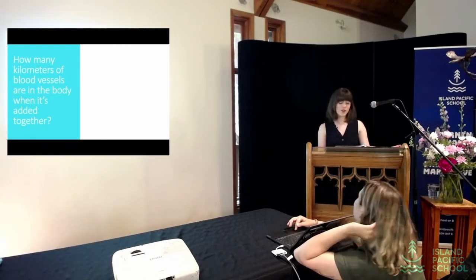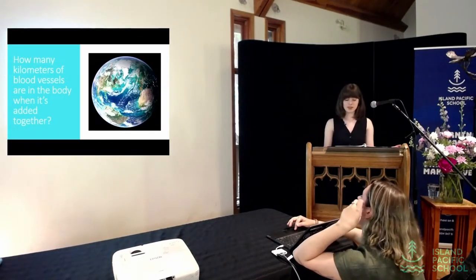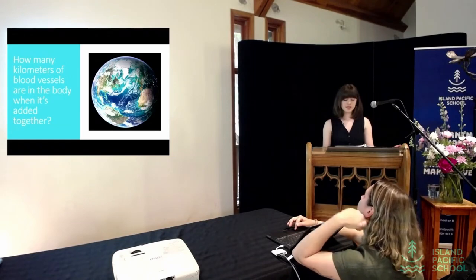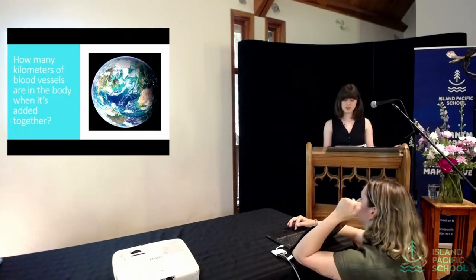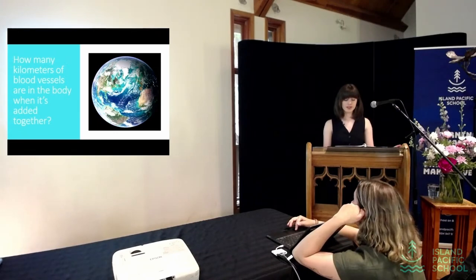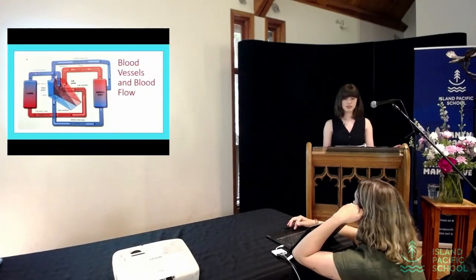There are actually over 90,000 kilometers of blood vessels in the body. This distance is equal to traveling around the equator of the world more than 2 times. This vast network of blood vessels keeps tissues and organs in the body healthy because they bring red blood cells with oxygen.